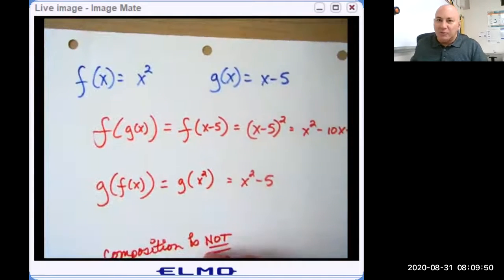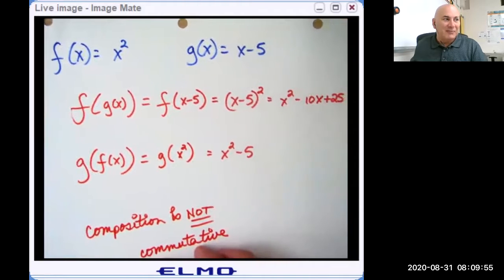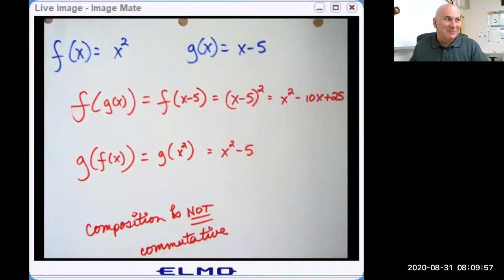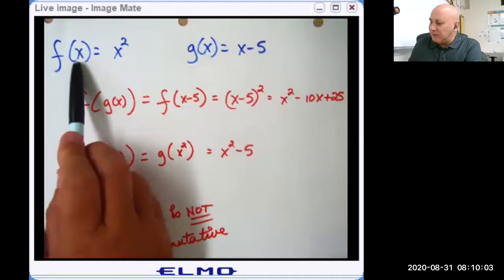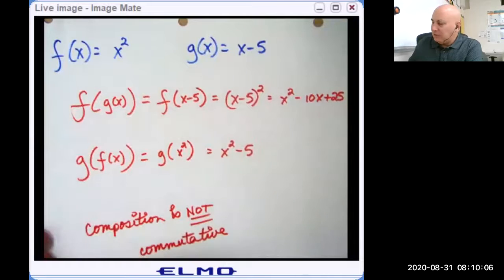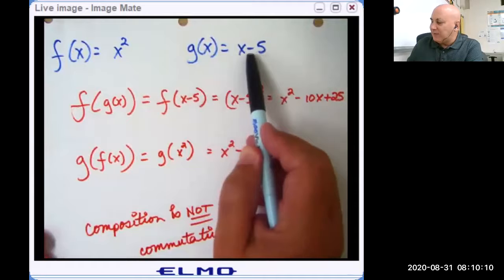And don't worry, we will discuss this much more in class. This is mostly for you to get your notes taken now. So here are two functions, f and g. Function f says take whatever's inside the parentheses and square it. Function g says take whatever is inside the parentheses and subtract 5 from it.